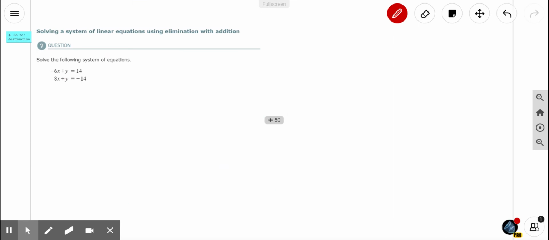Okay, I am anticipating that you guys have done this before and you know. All right, this is with elimination. Okay, it says with addition. I'm going to tell you, I always want you to use addition. Always, always, always.